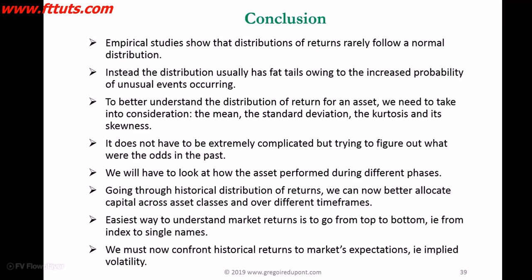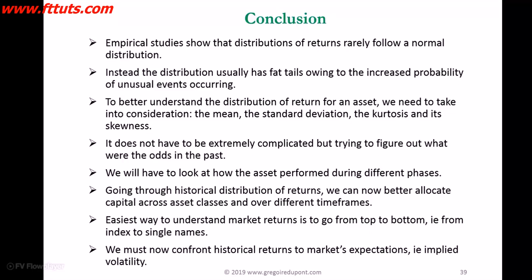The conclusion of this video is empirical studies show that distribution of returns rarely follow a normal distribution. We have done that across asset classes and across different time frames. Instead, the distribution usually has fat tails owing to the increased probability of unusual events occurring. In that sense, to better understand the distribution of return for an asset, we need to take into consideration the mean, the standard deviation, the kurtosis, and its skewness. It does not have to be extremely complicated, but trying to figure out what were the odds in the past.